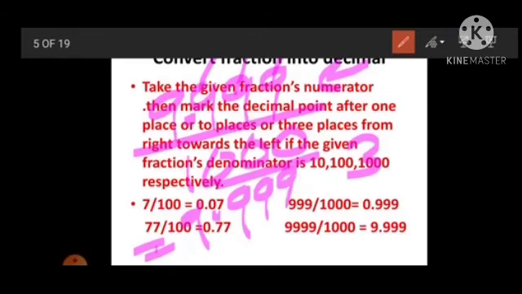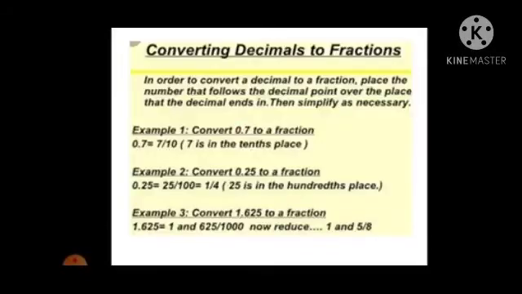9.999. Okay, students. So, next example. Now, converting decimals to fractions. In order to convert decimals to fractions, place the number that follows the decimal point over the place that the decimal ends in, then simplify as necessary.